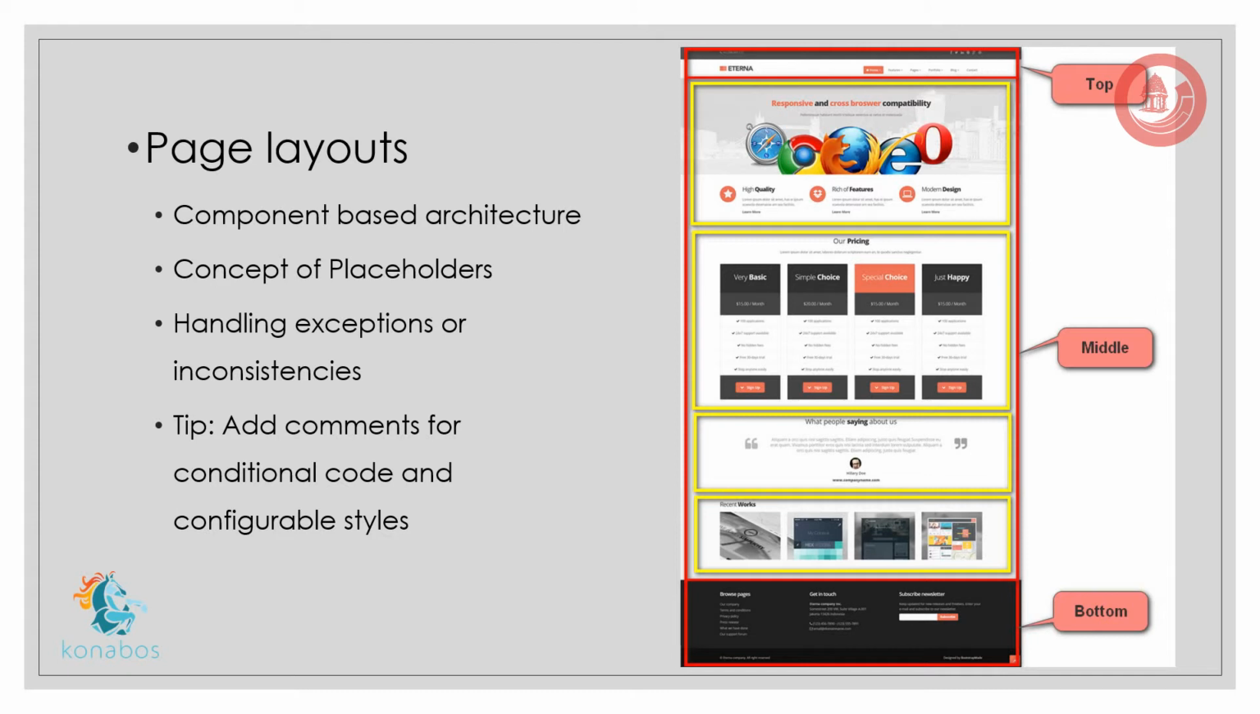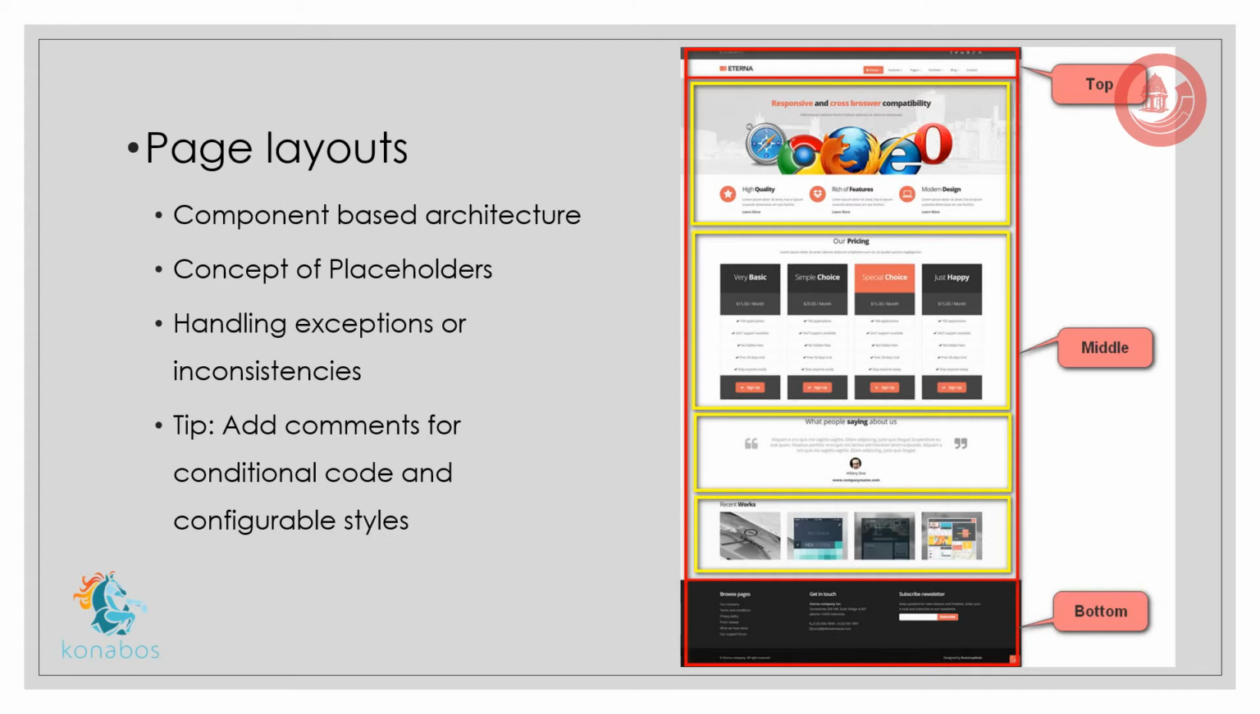What you would want to do is figure out the page layouts. In the example that I've shown here, we have divided the page into three big blocks, being the top, the middle, and the bottom. These would essentially transform into placeholders, being the top, the middle, and the bottom placeholders. And that would be the location where you would just drop in components one after another.